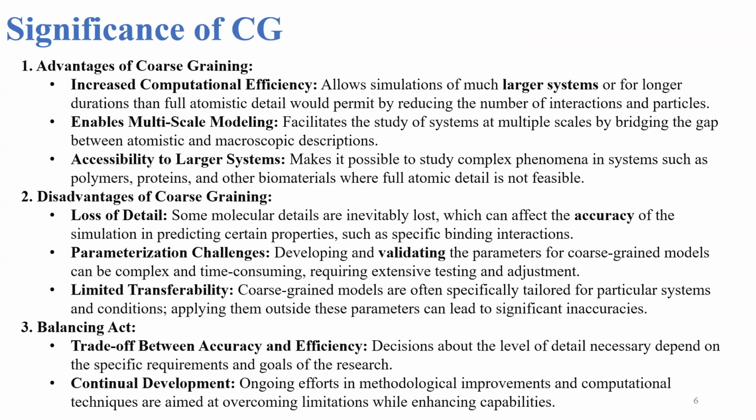There are several advantages and disadvantages. So we talked about how it can increase the computational efficiency, especially for larger systems like proteins and viruses and so on. It can enable multi-scale modeling for larger systems. However, there are disadvantages such as loss of details, and that may lead to inaccuracy in your model predictions. Parameterization is extremely challenging and there is also limited transferability. So somehow we have to make a compromise between accuracy and efficiency, and it still remains a continuing development in the field of coarse grain modeling.